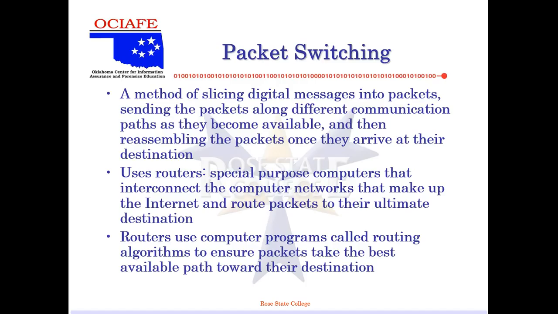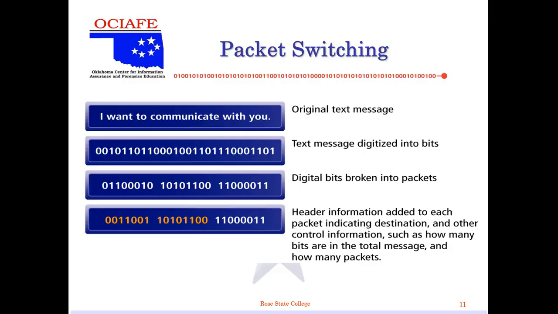Routers use what we call a routing algorithm to ensure that packets get there. And there's tons of those, and like I said, you get more in depth into intro to routing and advanced routing. But here's a simple packet switched example. You'll have, I want to communicate with you, as the original text. The text is then digitized into bits at the physical layer. The bits are broken into packets. Well, actually that's layer 3. And then header information is added to each packet, indicating its destination, the flow control, how many bits are in total. It's kind of a little out there. But like I said, you'll get more of that in the intro to routing area.